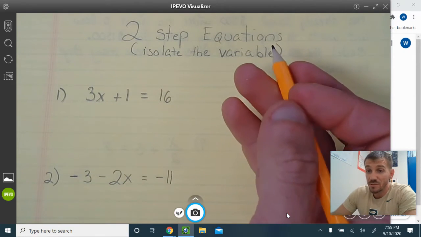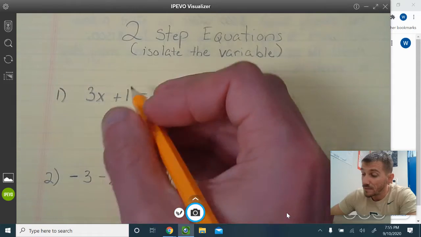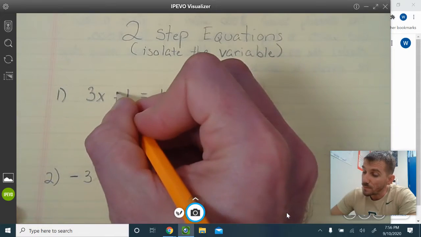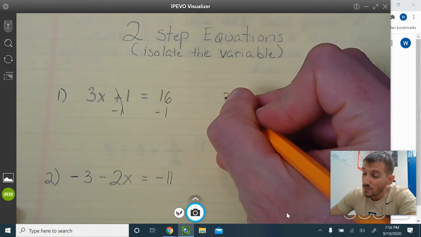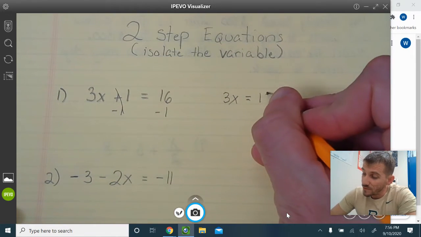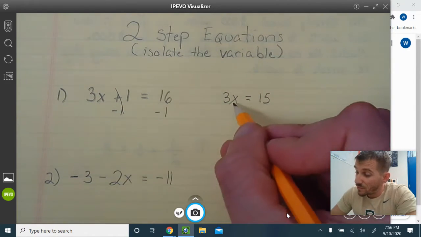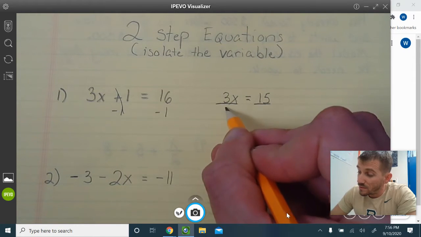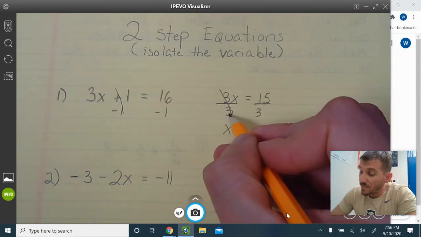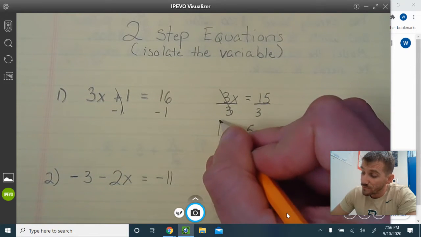So right now, we've already learned in one-step equations that we can get rid of plus 1 by subtracting 1 from both sides. When we do that, we end up with 3x on the left side of the equal sign. 16 minus 1 is 15. Now we know how to solve this. Because this is 3 times x, we can get rid of multiplication with division. 3 divided by 3 is just 1. 1x is equal to 15 divided by 3, which is in fact 5.